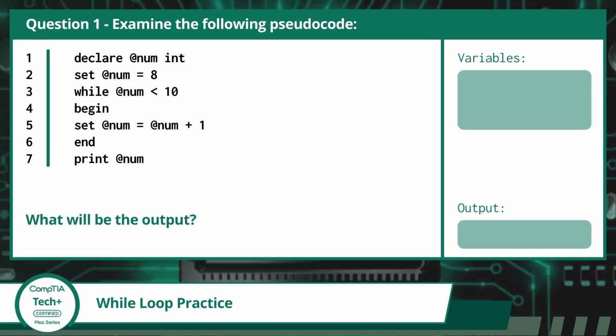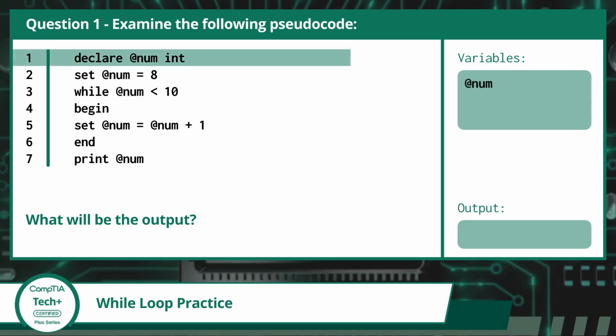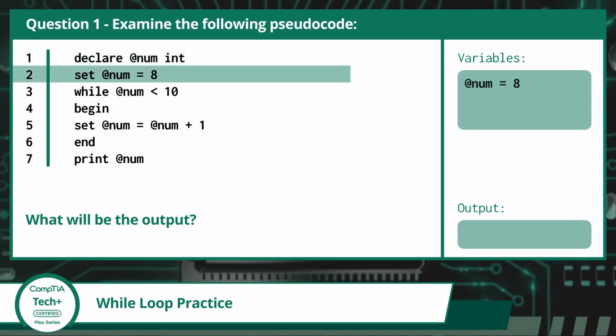Ready? Here is question 1. Examine the following pseudocode. What will be the output? If you want to try and solve this question on your own, pause this video now. Otherwise, I will go through the code line by line. In line 1, we declare a variable at num. In line 2, we set the variable at num to the value of 8.